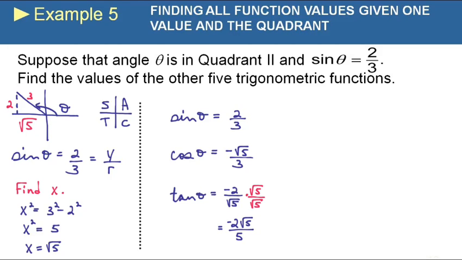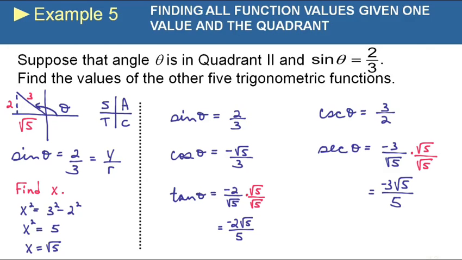Now the other 3 functions I'm going to get from reciprocal relationships. So cosecant is the reciprocal of sine. Cosecant will be 3 over 2. Cosine is the reciprocal of secant. So secant is negative 3 over square root of 5. But that has to be rationalized. So it will be negative 3 square root of 5 over 5. Cotangent is the reciprocal of tangent.